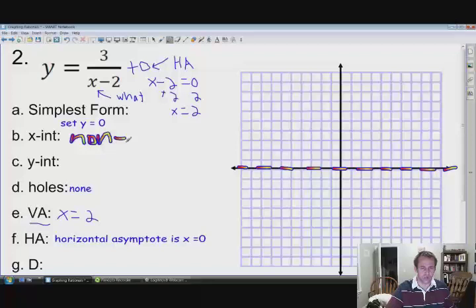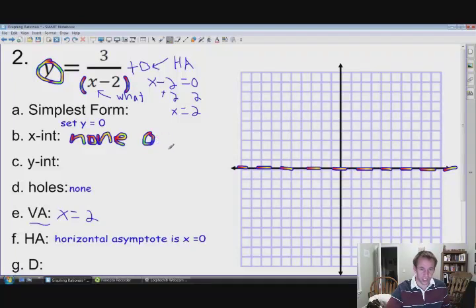If you set y equal to 0, you'd end up multiplying x minus 2 to both sides, and then it would be 0 is equal to 3, because the x minus 2 would multiply with the y, which is 0. And so you end up with just 0 equals 3. And since 0 doesn't equal 3, then you just say none. But you can see it doesn't come across there.